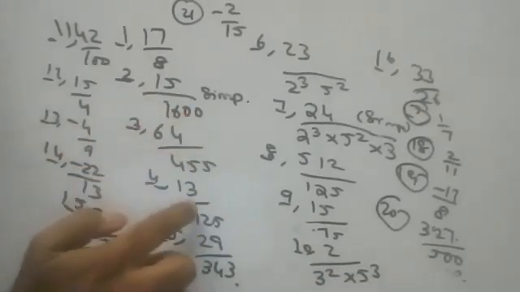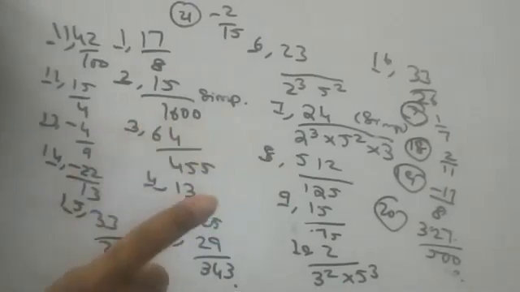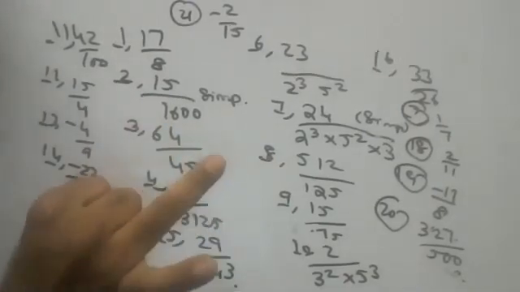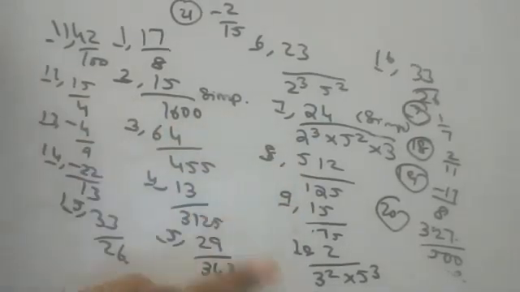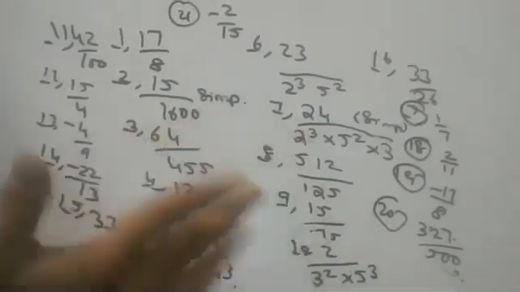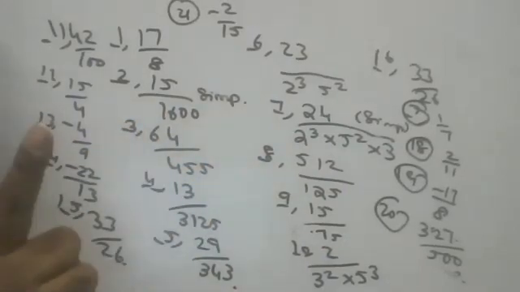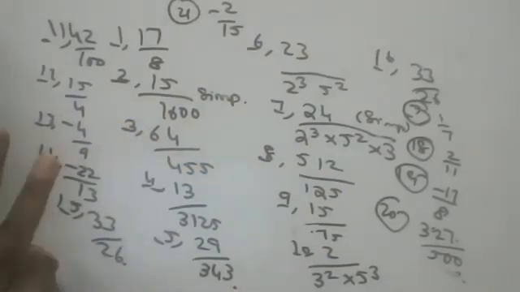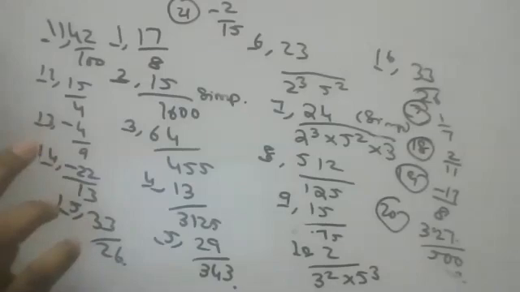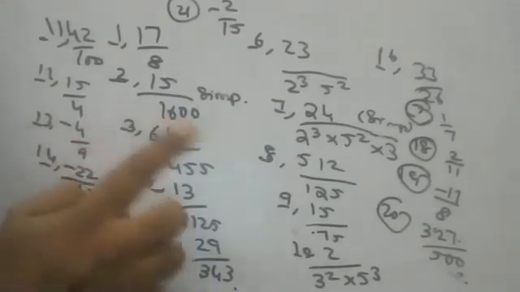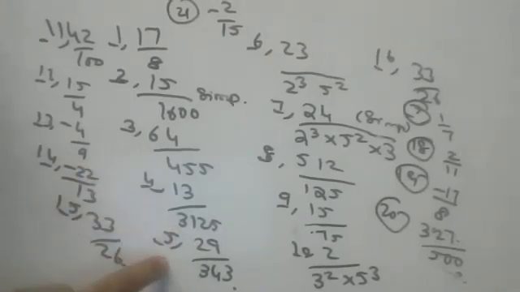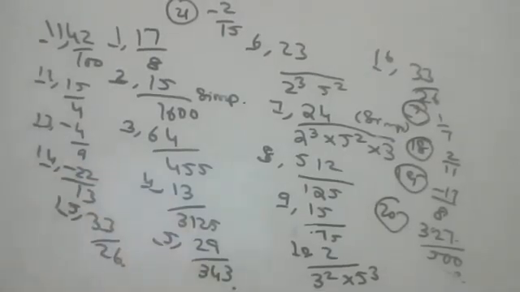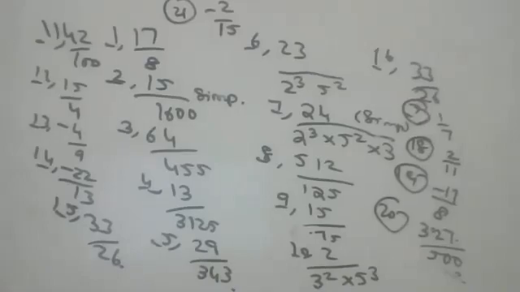Always do the denominator's prime factorization. Remember, children, prime factorization means you should do it with prime numbers: 2, 3, 5, 7, 11, like that. With prime numbers only. If I do it with 4, 6, or 9, it's not possible, children. Keep copying all the sums. And compulsorily for every sum, write the reason: why it is terminating, why it is not terminating. Please write down the reasons, children.